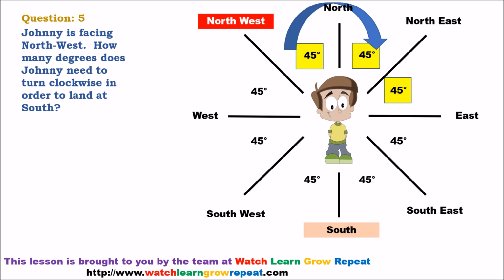east. Another 45 degrees clockwise would mean a total of 180 degrees is what Johnny has turned so far, and now he's facing southeast. Now the final step, another 45 degrees, and Johnny is facing south. So basically he has to turn 225 degrees clockwise starting at northwest, and he's going to end up at south.